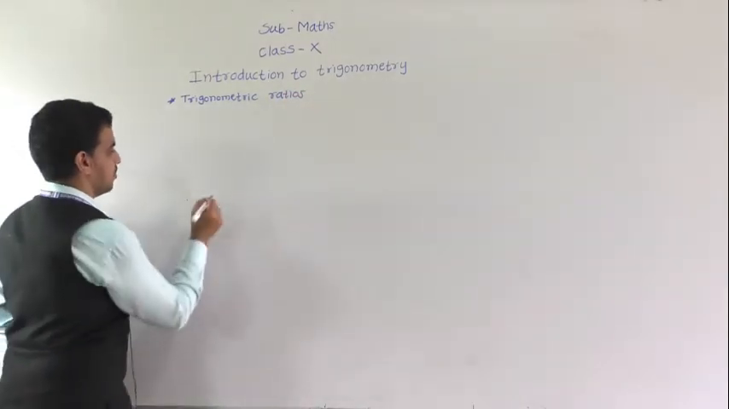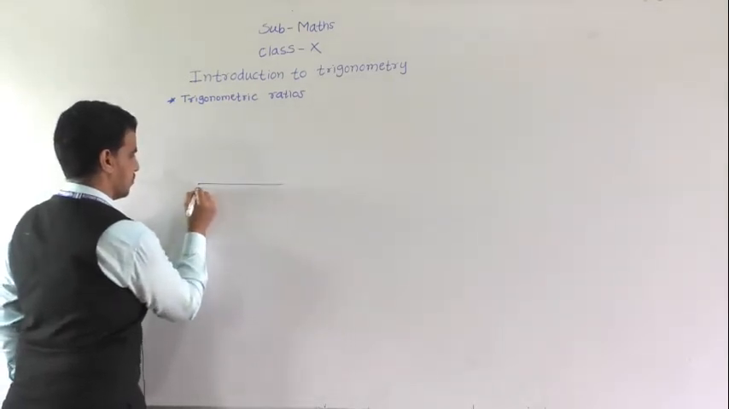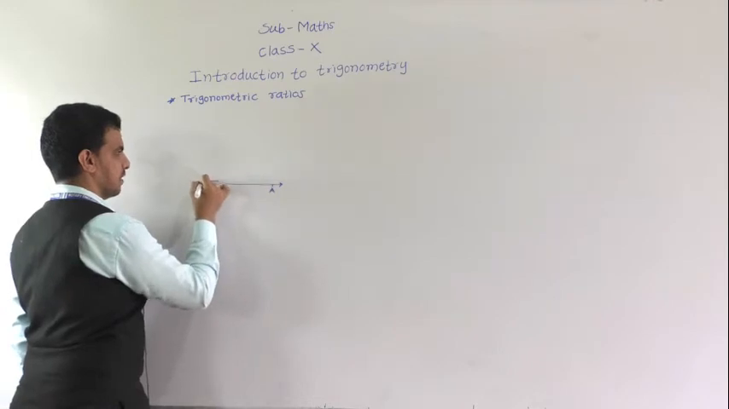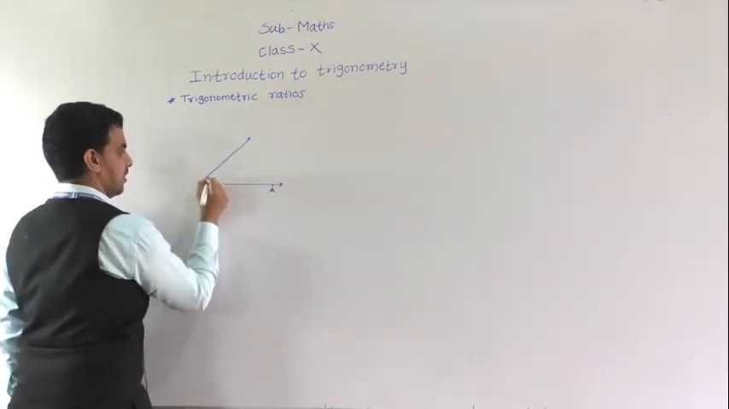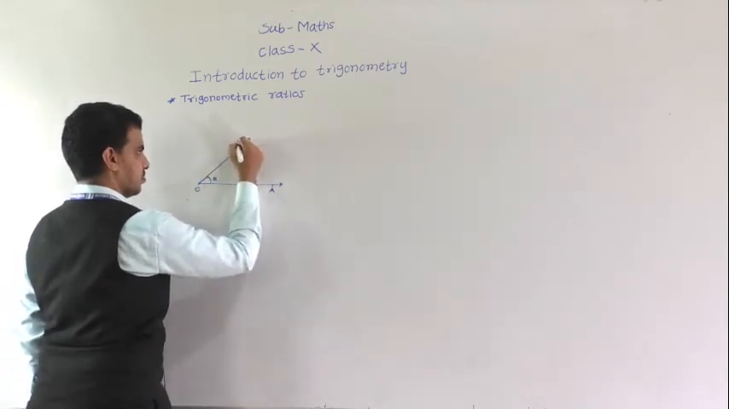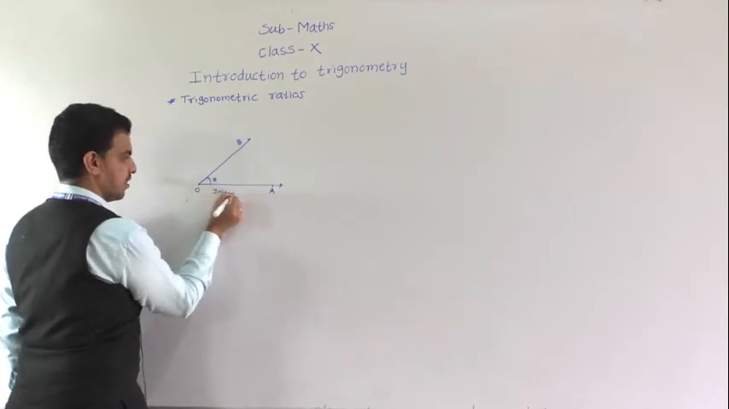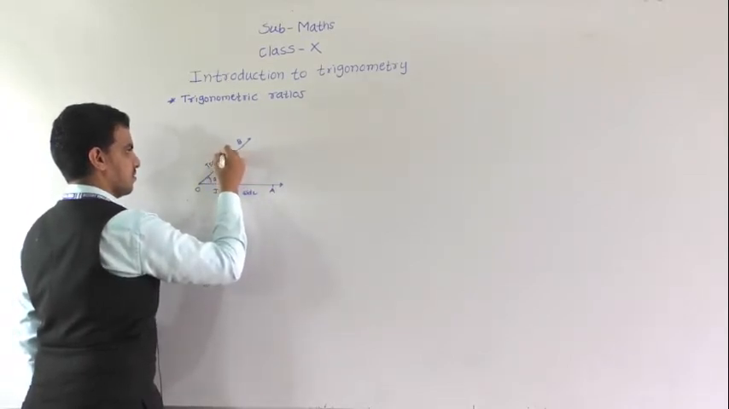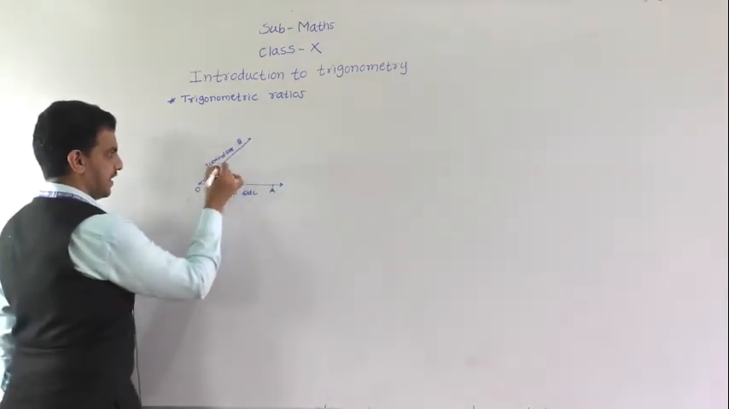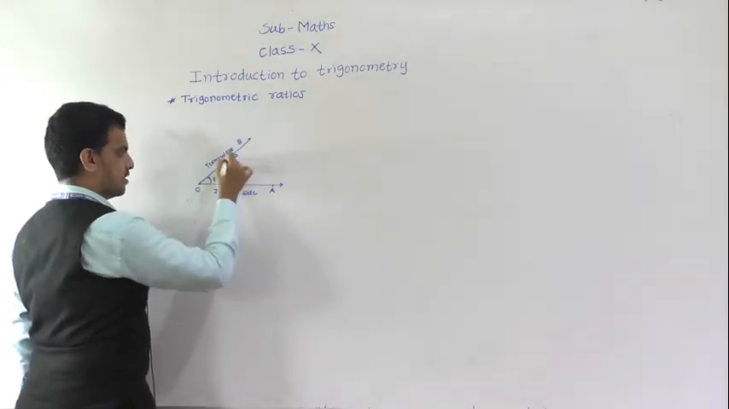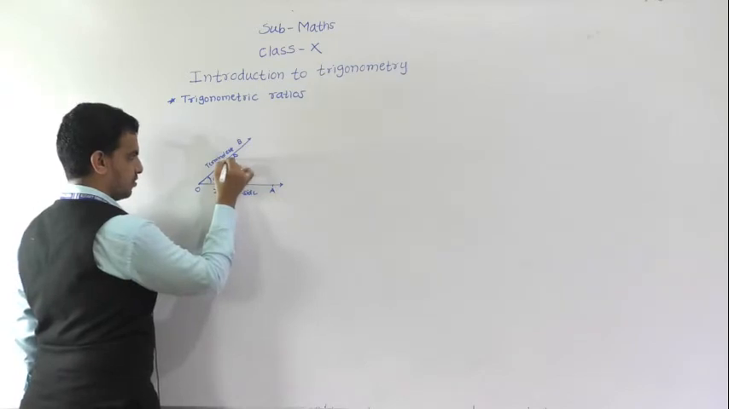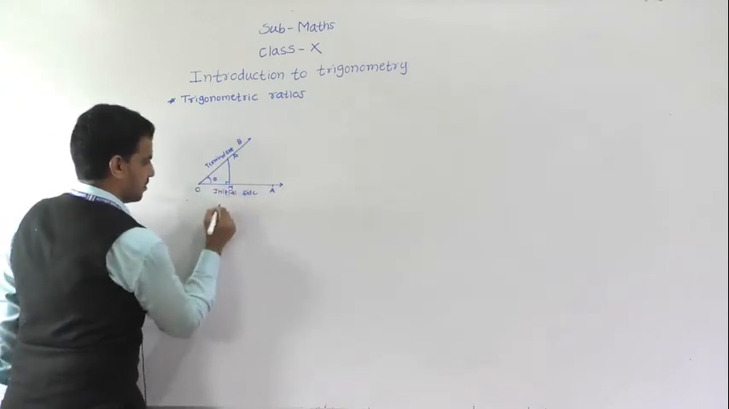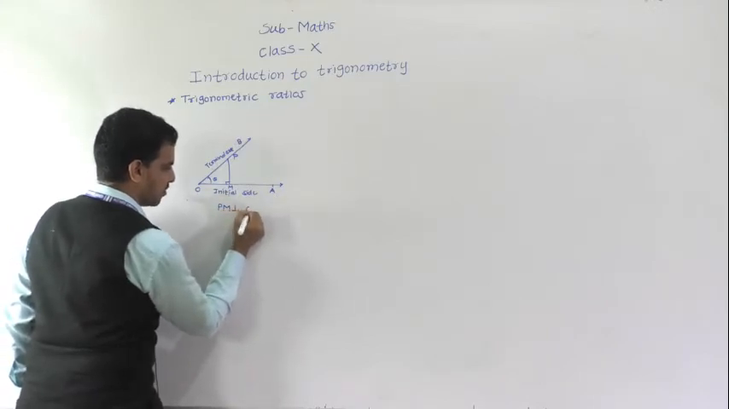Okay, so if we consider this vertex O and initial ray OA, and we rotate this in the anti-clockwise direction, we will get an acute angle theta. This is OB, the terminal side, so this is the initial side and this is the terminal side. If we take any point P on this terminal side and draw a perpendicular from point P to OA, suppose PM is the perpendicular, so PM is perpendicular to OA.